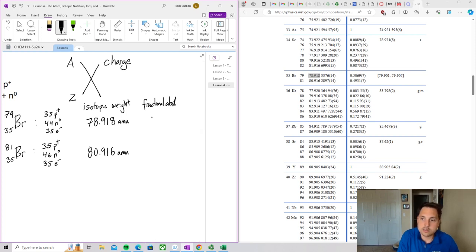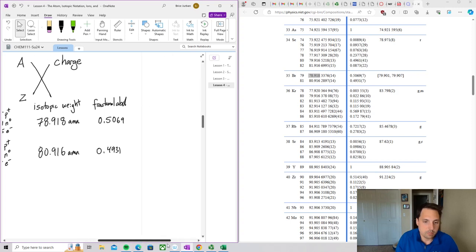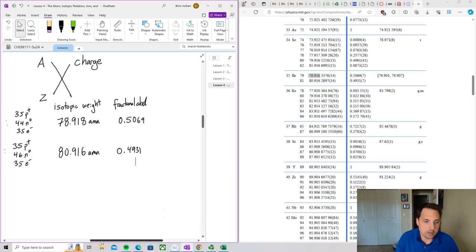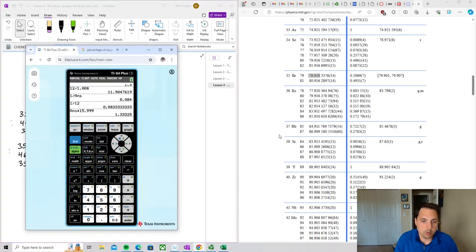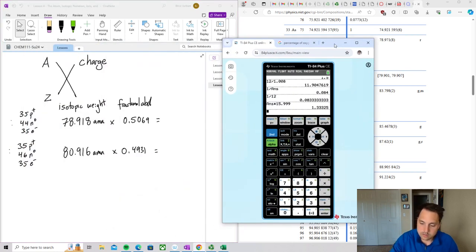Fractional abundance is 0.5069, and this one is 0.4931. And what we can do is multiply these together, and then add them together to get what the average atomic weight is. Pull out my trusty calculator.